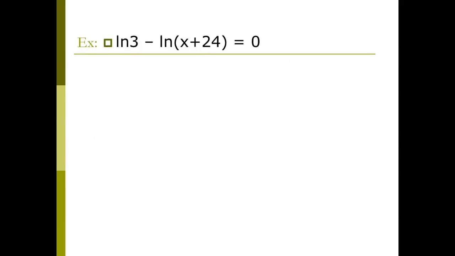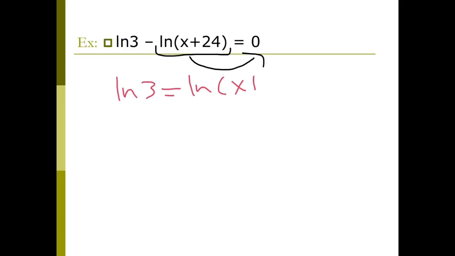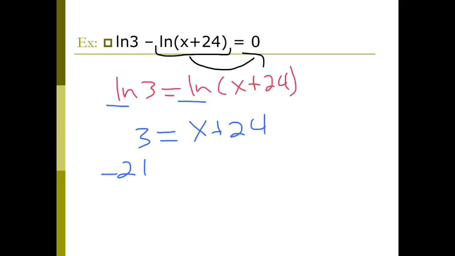Alright, here we have two natural logs. Again, we want a one-to-one relationship. So the first step is going to be to take this natural log and move it over. We're going to move it over by adding it. So I get the natural log of 3 is equal to the natural log of x plus 24. Since we have a one-to-one relationship, a natural log on both sides, they're going to basically cancel out. And we're left with 3 is equal to x plus 24. We then want to solve for x by subtracting 24 on both sides, and we get negative 21 is equal to x.